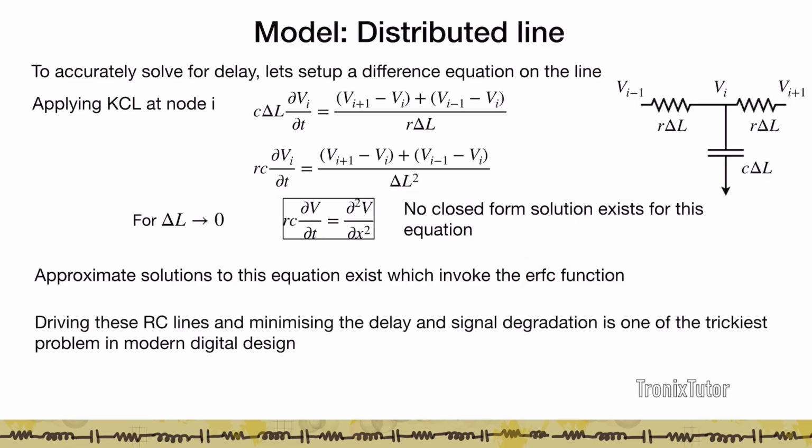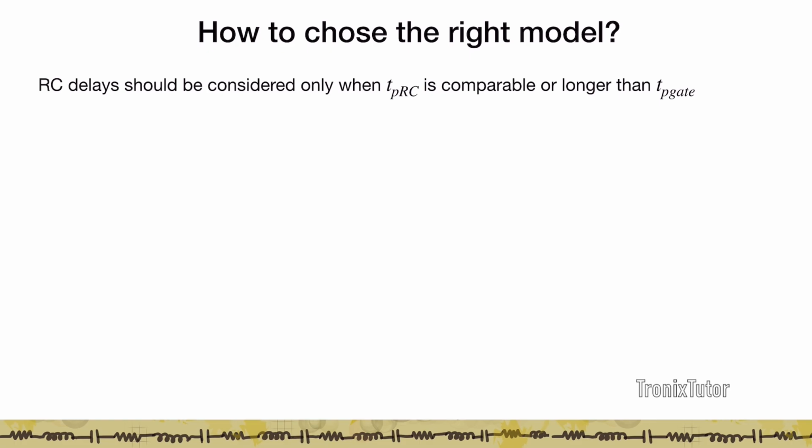And so the key to remember is driving these RC lines is not trivial. The impact of these RC lines on the delay, and the fact that these lines can cause signal degradation, is one of the trickiest problems that one needs to solve with respect to timing on a chip. So the question is, how do you choose the right model for the interconnect?